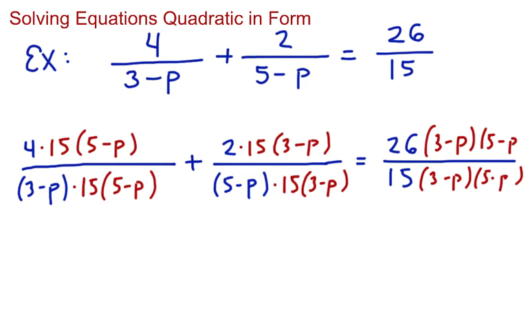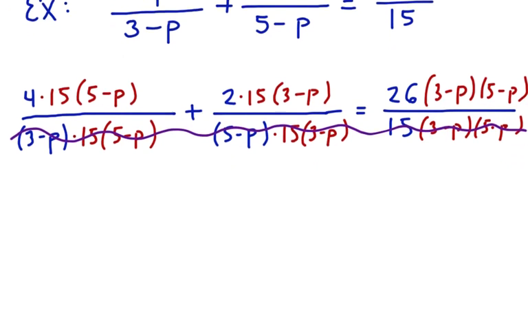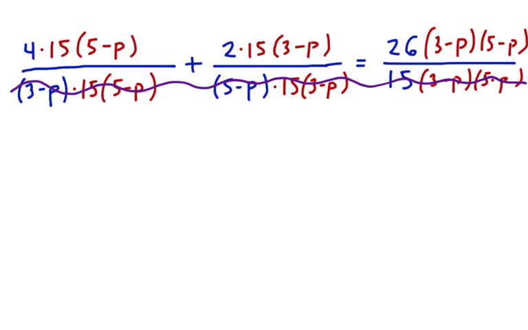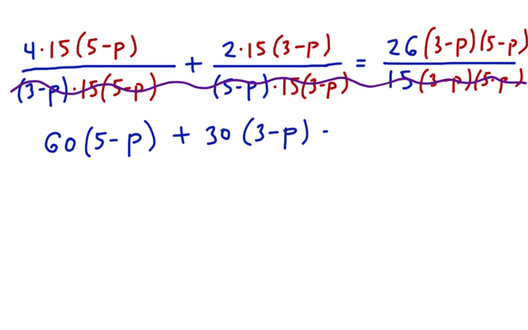And then what happens next is the nice part. Essentially, we're going to multiply the whole equation by the LCD, which in effect cancels out the denominators. So we're really just going to clean up the numerator now. Let's take a few steps to do this. 4 times 15 out front of our first fraction gives us our 60. And 2 times 15 out front of our second fraction gives us our 30. I'm going to leave my 26 out front on the other side and just FOIL.